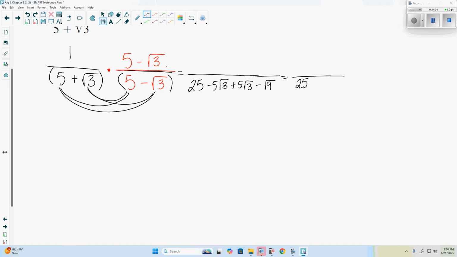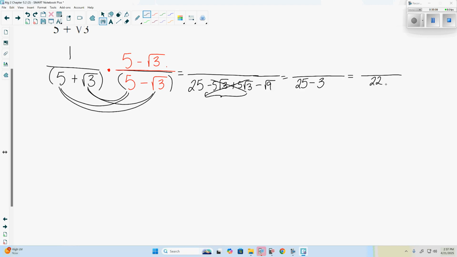Now one of the nice things with this product is, 25 at this point doesn't have any like terms. Negative 5 square root of 3 plus 5 square root of 3 is 0. Minus square root of 9 is 3. So multiplying by this irrational conjugate got the denominator to become 22. It removed all radicals from it. So that's just doing the denominator multiplying by the denominator.